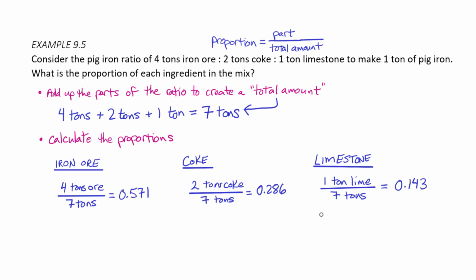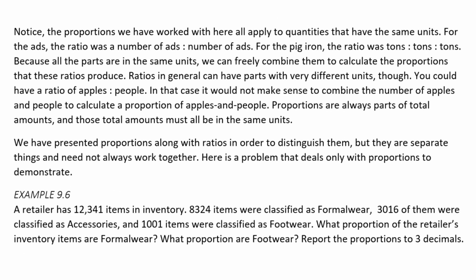So the deal is these proportions, just like how percentages should add up to 100% if they cover all the possibilities, these proportions should add up to 1 if they cover all the possibilities. So if you take 0.571 plus 0.286 plus 0.143, unless there is some sort of rounding error, which in this case, thankfully there is not, you get 1. Proportions split up 1 in proportion with the thing that you're measuring. So notice that the proportions we have worked with here all apply to quantities that have the same units.